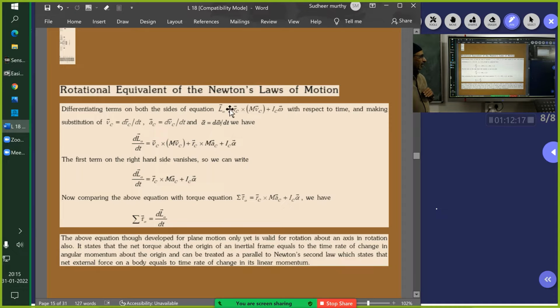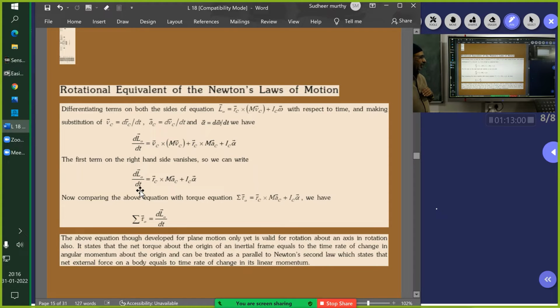This is known to us. Then if you differentiate this equation, we are going to get Vc cross mVc, d by dt of Rc cross mVc, plus Rc cross mac, plus Ic times d by dt of omega, which gives alpha. Now here you can see Vc cross Vc, so the first term will vanish. So you will be left with only two terms: Rc cross mac bar plus Ic alpha bar.